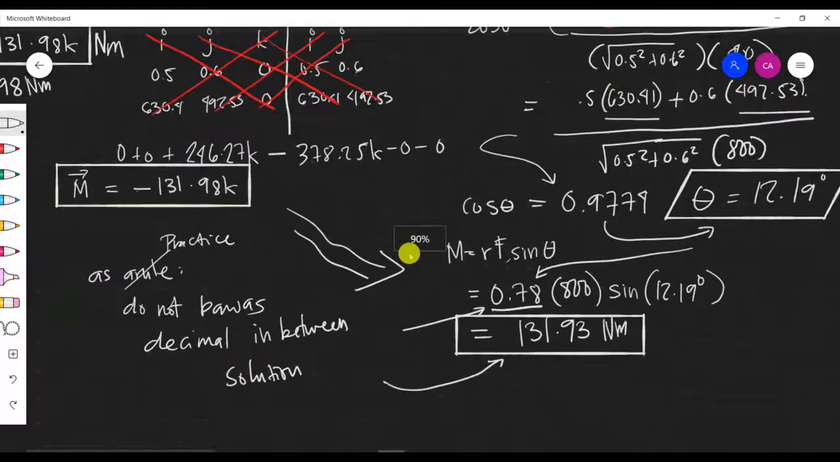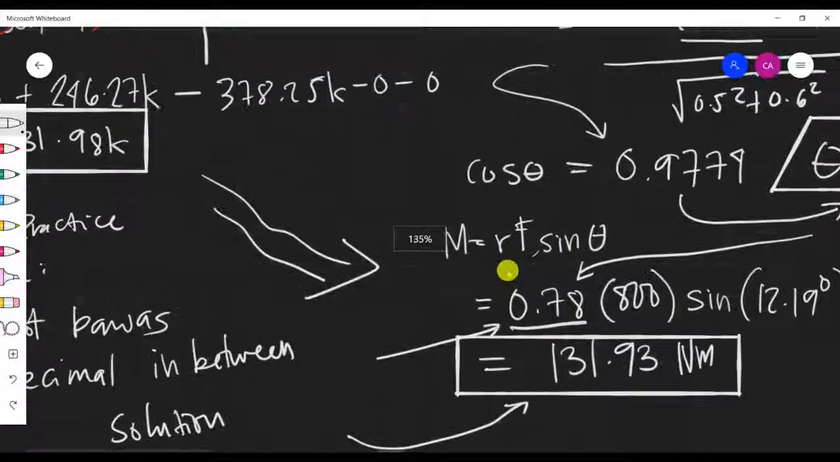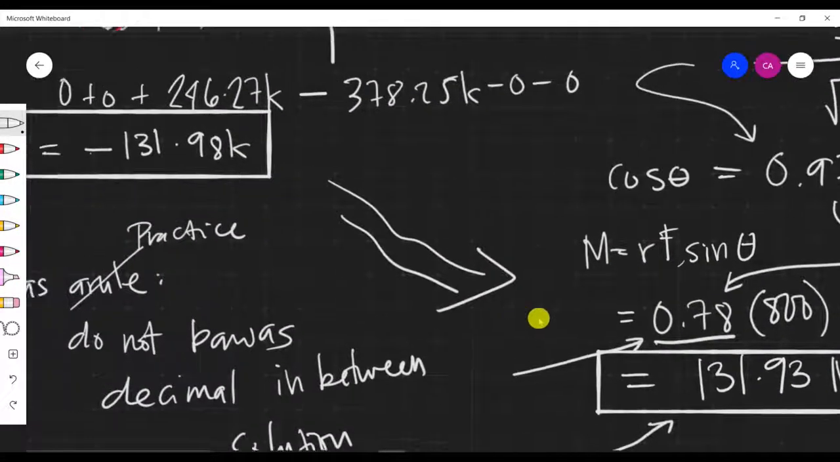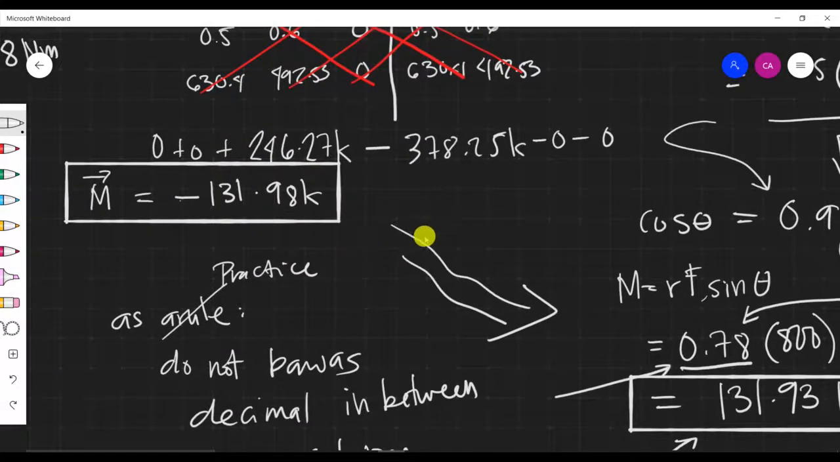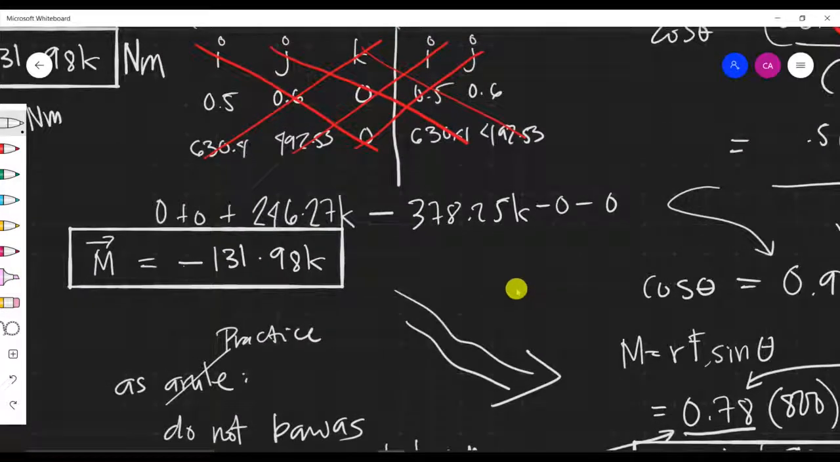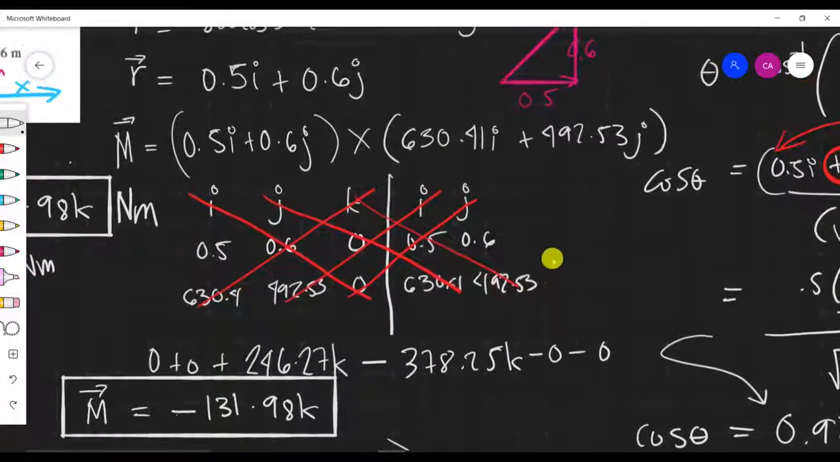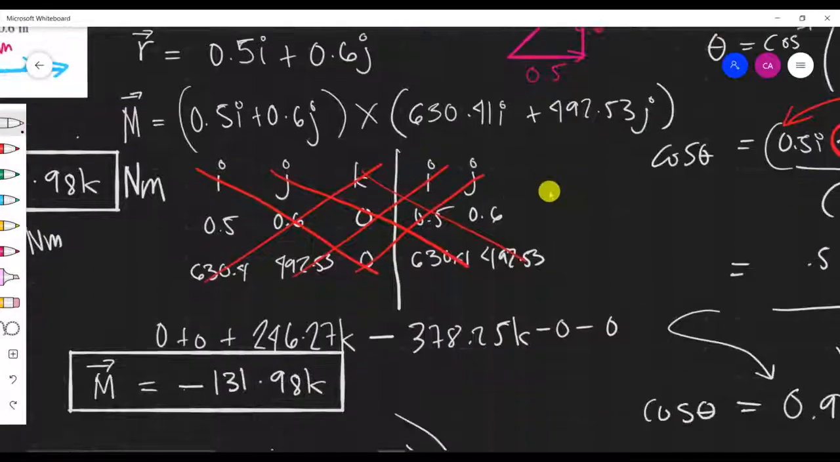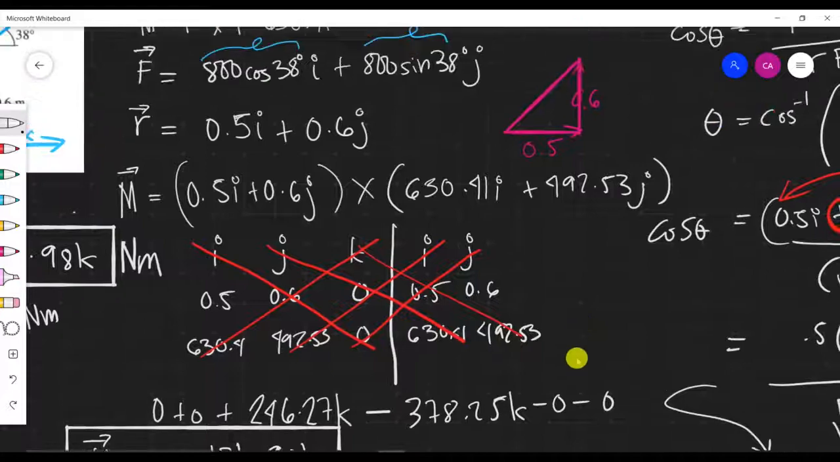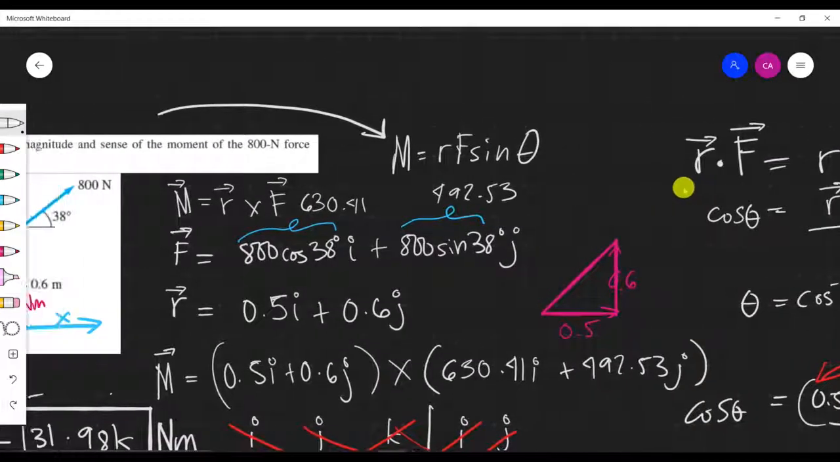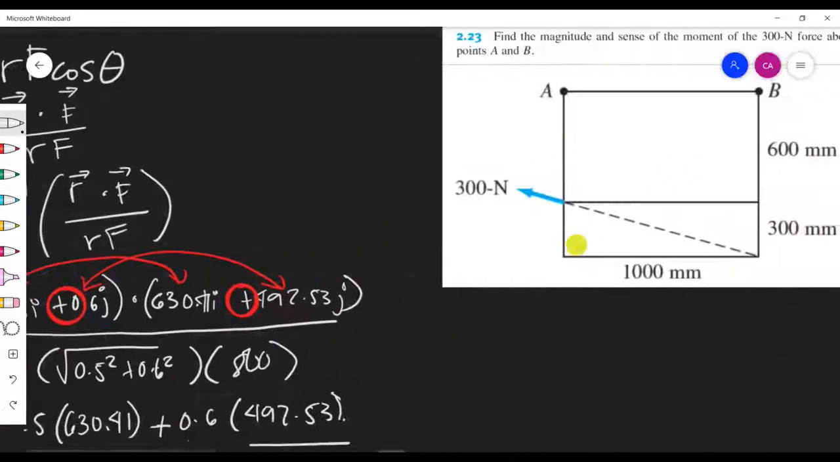Okay, so in both approach, whether magnitude approach, yung M is R F sin theta, or yung vector approach, yung M is equals to R cross F. Whichever gamitin mo, pareho lang lalabas sagot. Tingin ko mas accurate yung sagot ng vector kasi hindi tayo nagbawas ng decimal. So, next problem tayo.